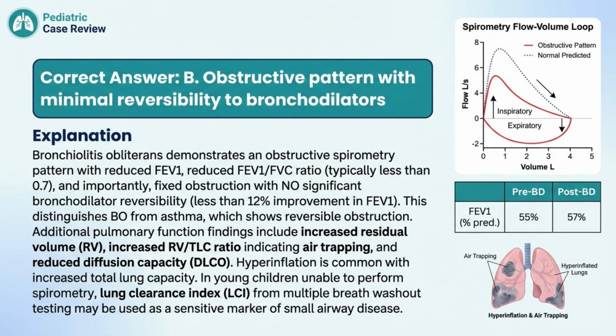The correct answer is option 2. An obstructive pattern with minimal reversibility. The flow volume loop illustrates a classic obstructive curve. The lack of significant improvement after albuterol, typically less than 12%, confirms that the airway obstruction is fixed. This physiological finding is crucial for distinguishing post-infectious bronchiolitis obliterans from asthma, which features reversible airway narrowing.